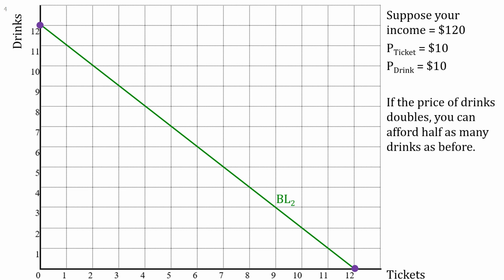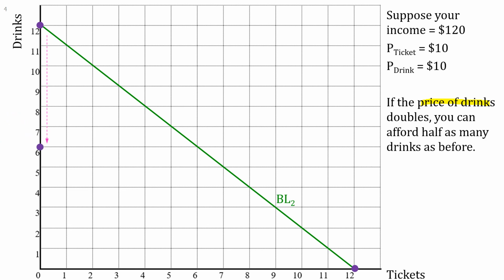Now we're going to look at a change in price. So let's say the price of drinks doubles, all right? Everything else constant. That's an extremely important assumption. Remember ceteris paribus? The only change in the universe is that the price of drinks doubles. Everything else is the same. You have the same income, and the price of tickets is the same. All right, so what happens is that you can afford half as many drinks as before.